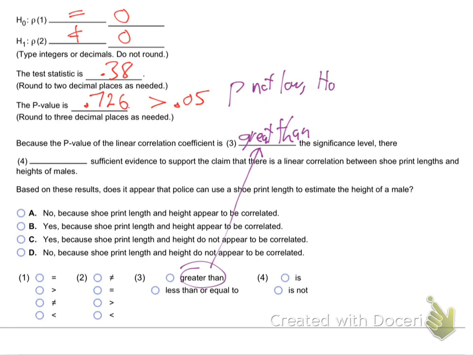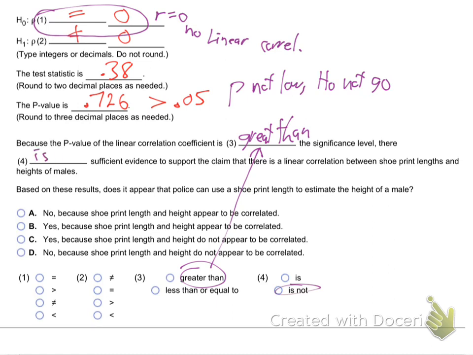So the H0 does not go away. We keep the null. We believe that it's equal to 0. We believe R is 0. No linear correlation. There's no strong linear relationship here. There is not sufficient evidence to support the claim that there's a linear relationship.